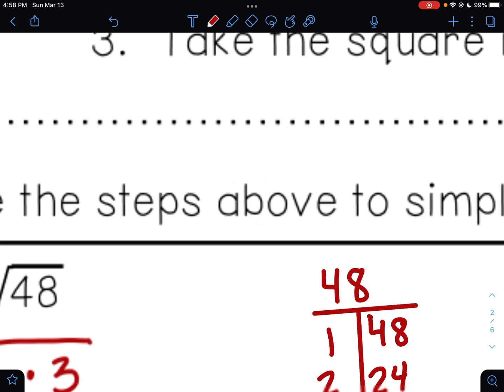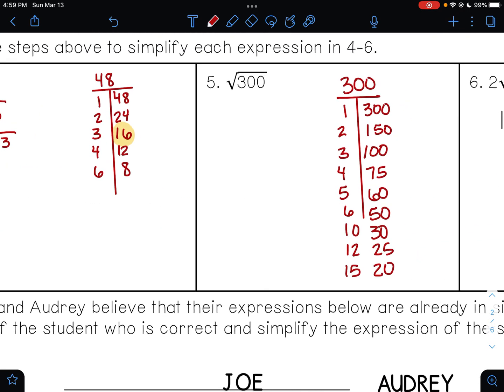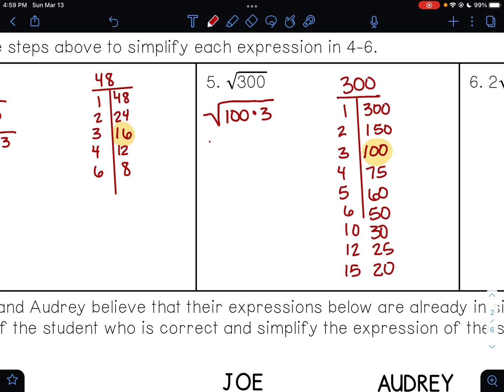Now, did we have to list all of these? No. Once you see the largest perfect square, you can stop listing them. So in this one, the largest perfect square is 100. So we're going to break this down to the square root of 100 times 3, the square root of 100 times the square root of 3. The square root of 100 is 10. The square root of 3 stays there.